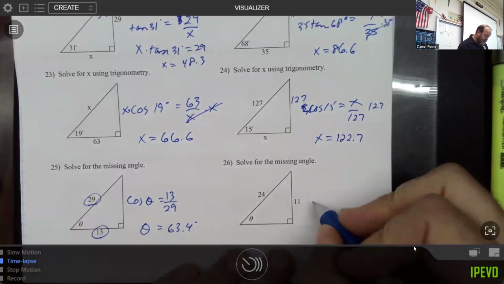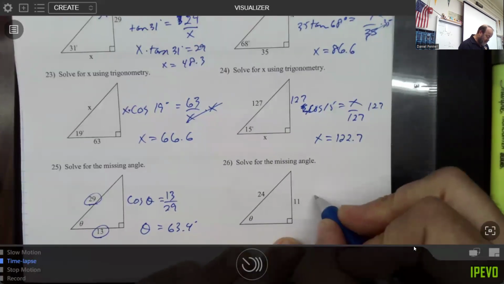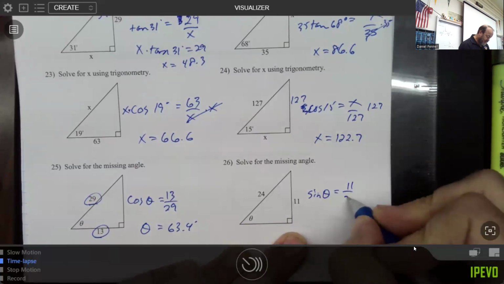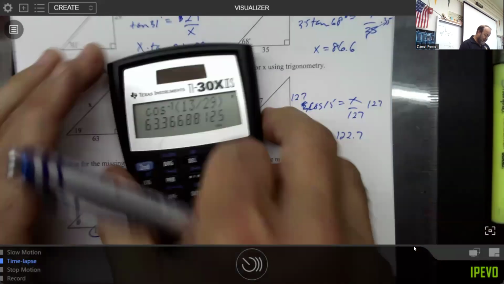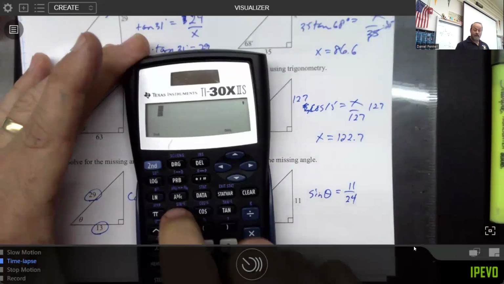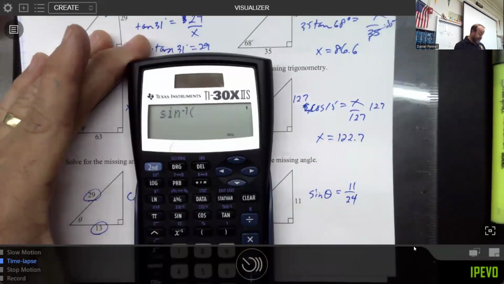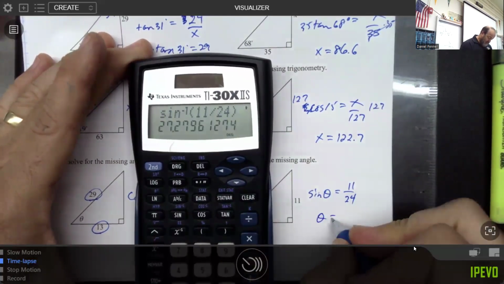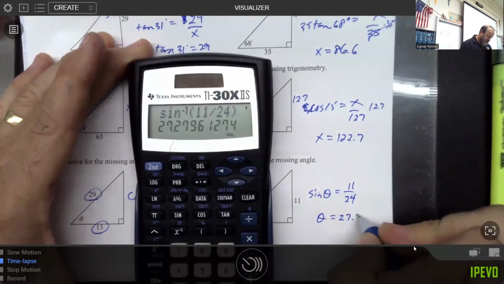And then over here, this is opposite over hypotenuse, so that would be a sine of theta, which is 11 over 24. Again, I would take the inverse sine, which some people will actually call an arc sine. That's equivalent terminology. That would be 27.3 degrees.